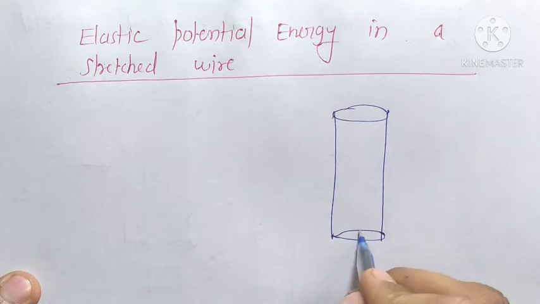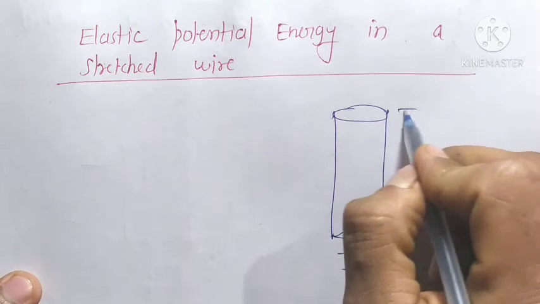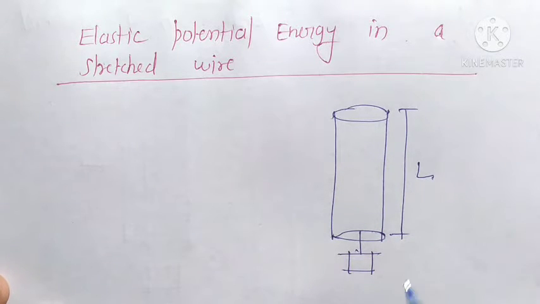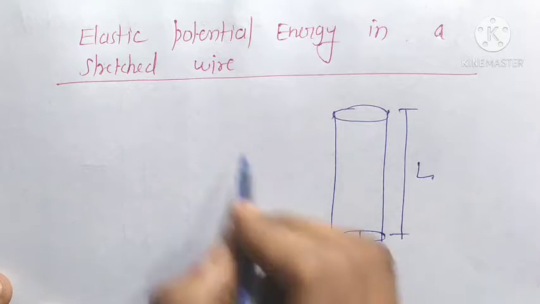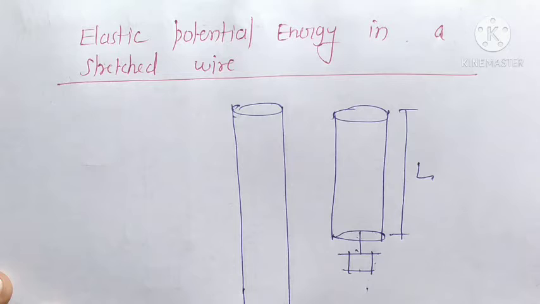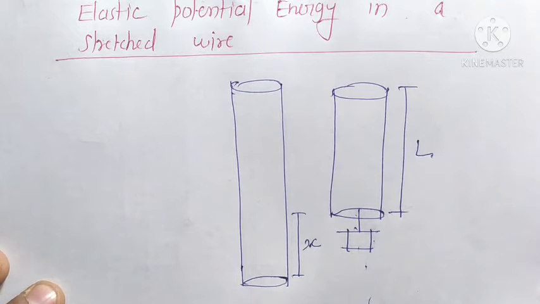and at the bottom of this wire we attach a load. This wire has length L. So what happened when we attach a load at the bottom of this wire? Its length has been increased. Its length has been increased by x. So this wire is made of metal.